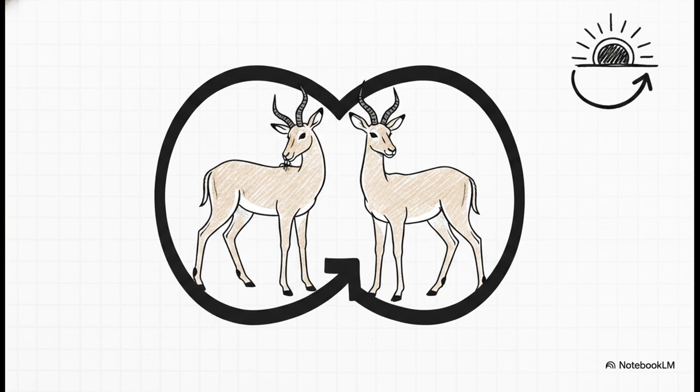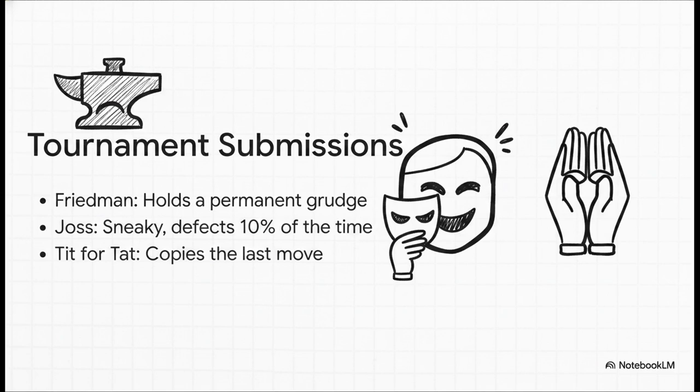Because biological organisms interact repeatedly over long periods of time, political scientist Robert Axelrod realized something huge. Playing the prisoner's dilemma over and over completely changes the math, simply because your opponent remembers what you did yesterday. To test this theory, Axelrod invited experts to submit coded strategies for a massive 200-round computer tournament.